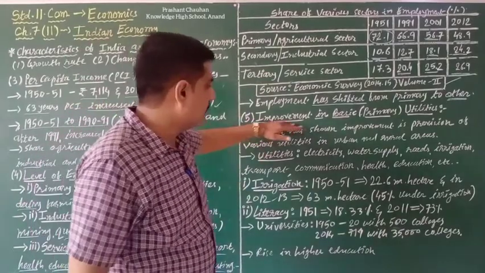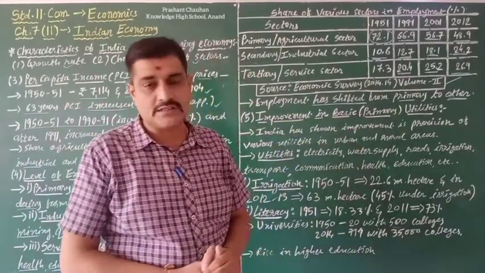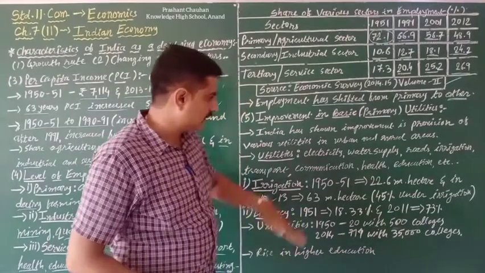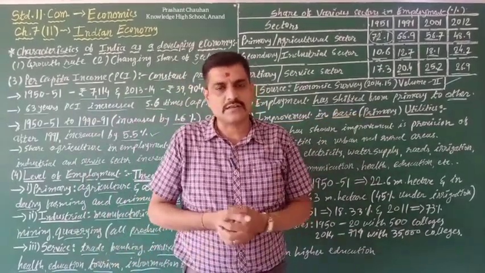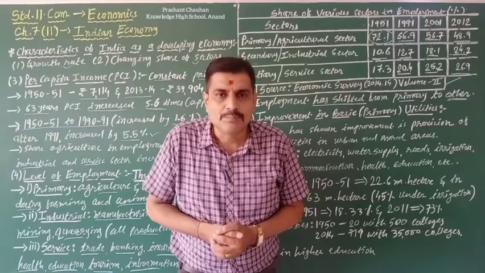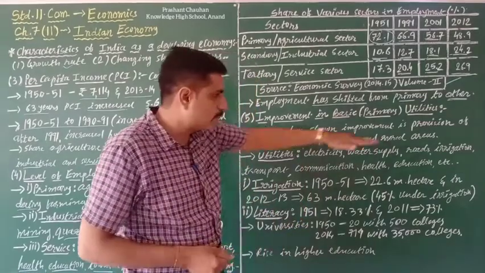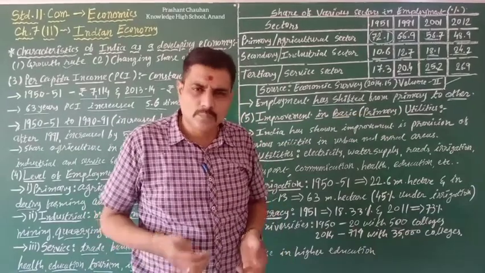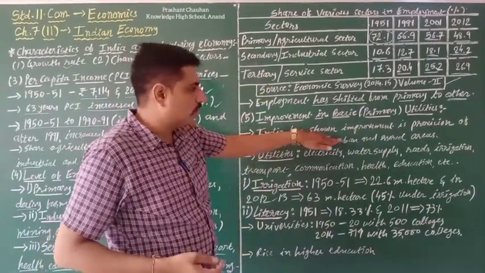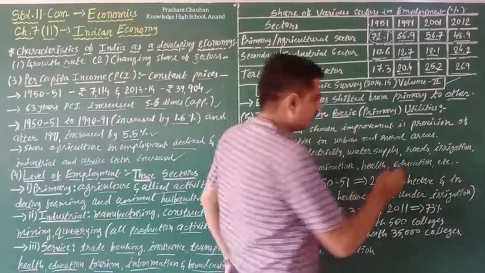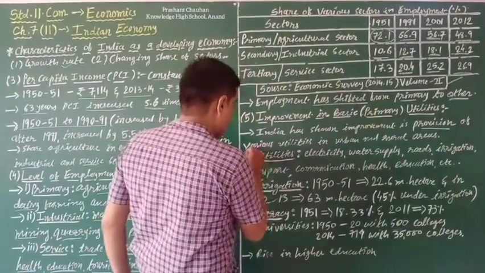Now the fifth one, improvement in basic or primary utilities, the last one of this chapter. You know the different basic and primary utilities. For that, a government department works at the local level under the name PWD, Public Works Department, providing the utilities which are very essential for the local people. Right? So India has shown improvement in the provision of various utilities.